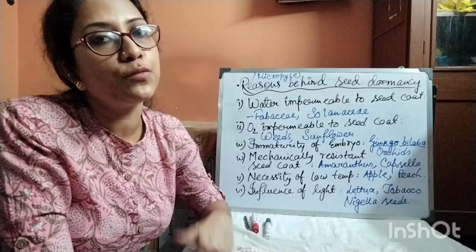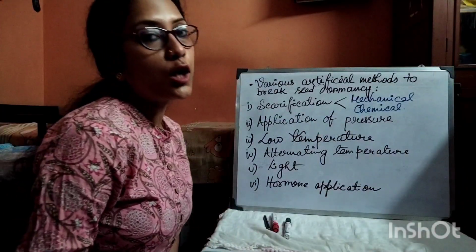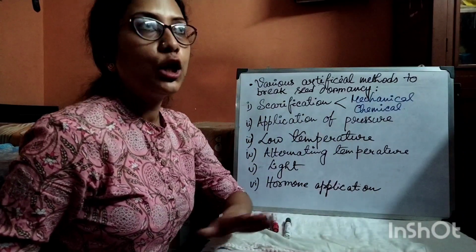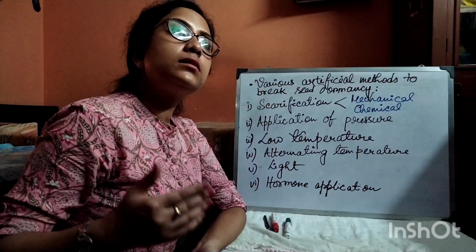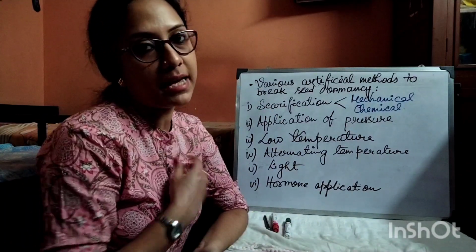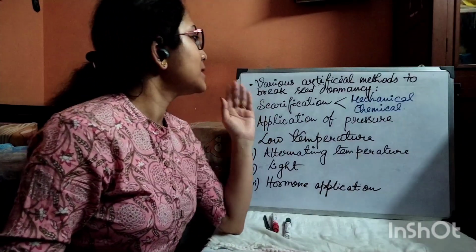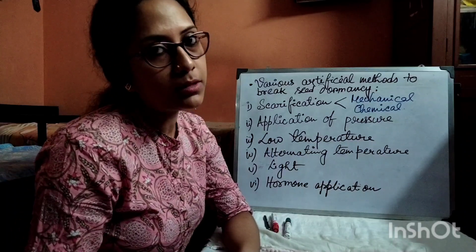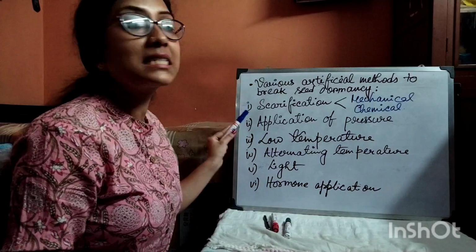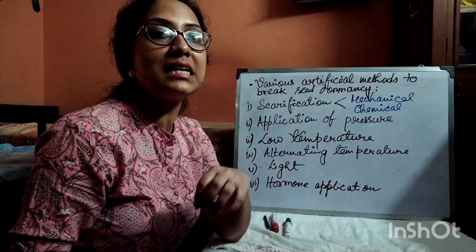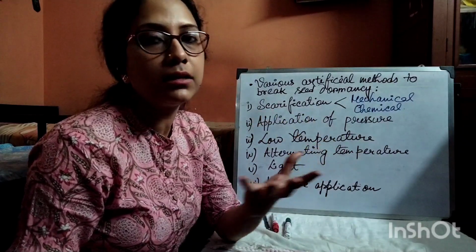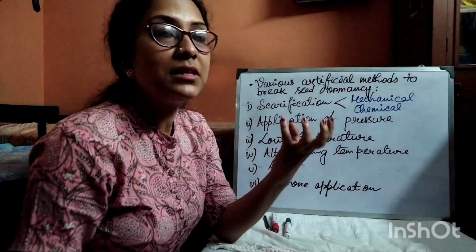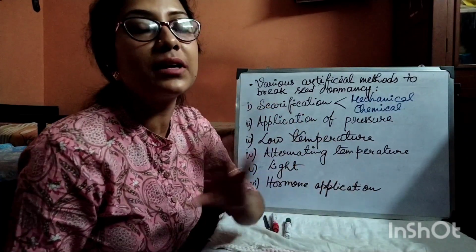Okay, let's continue with the next portion. This is the next part of this topic: various artificial methods to break seed dormancy. For agricultural purposes, we need a very short span of time for seed germination. So these are the various artificial methods by which we can make the seeds germinate. The first is scarification. Scar means any kind of wound or mark on our body. Scarification means we make the seed able to germinate by applying external mechanical or chemical pressure.